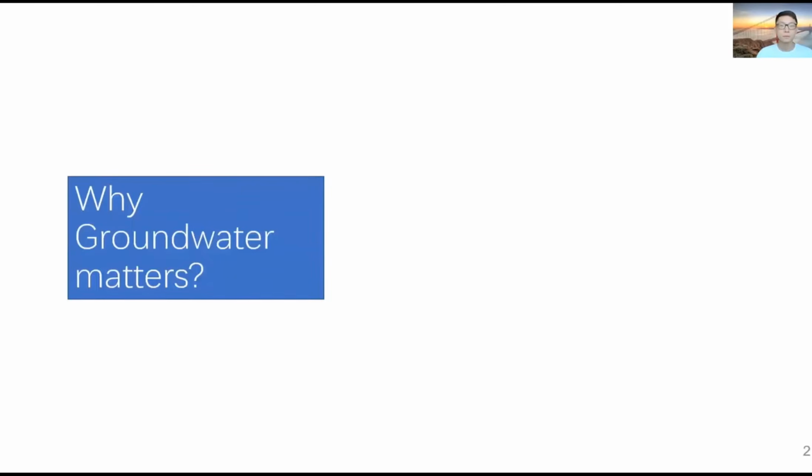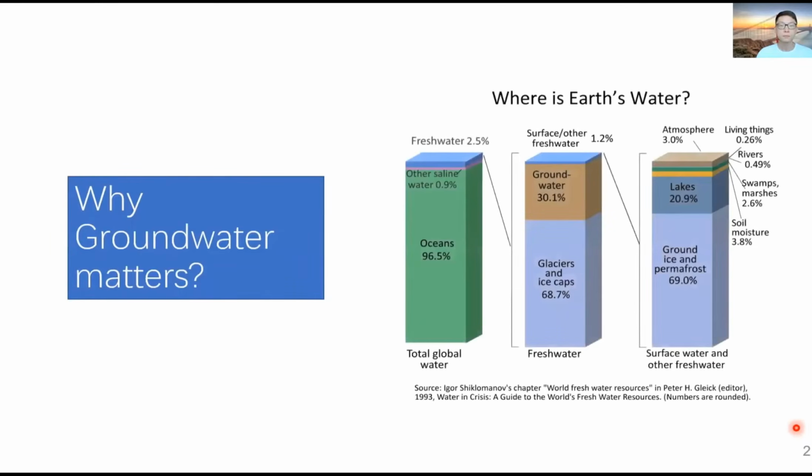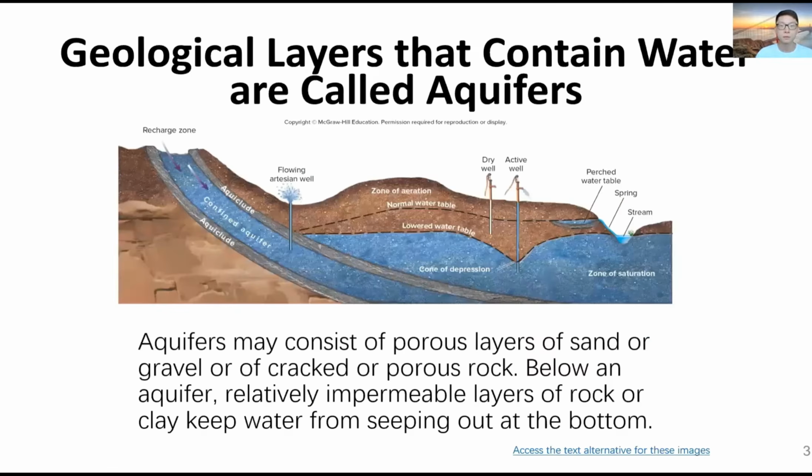So you may ask why groundwater matters. We all know that 70% of the Earth's surface is covered by water, but only 2.5% is fresh water, and groundwater makes up about 97% of available fresh water. And where is the groundwater?